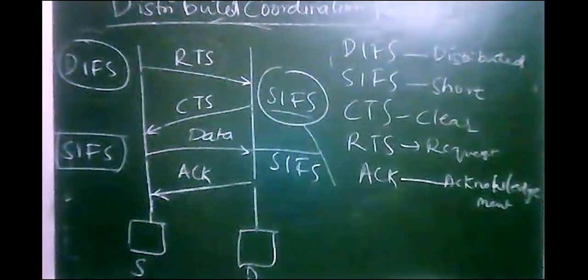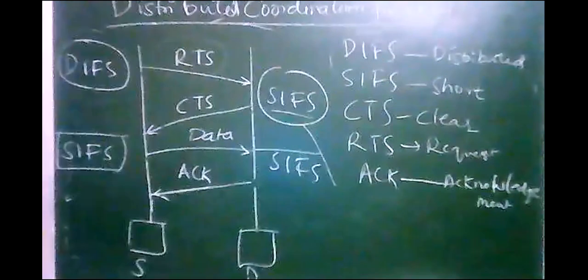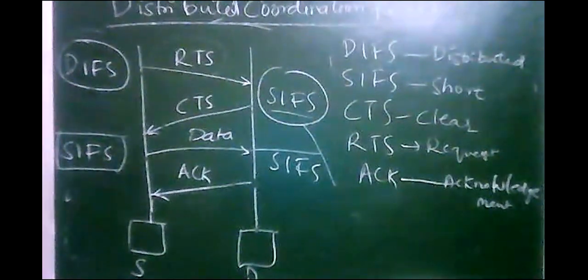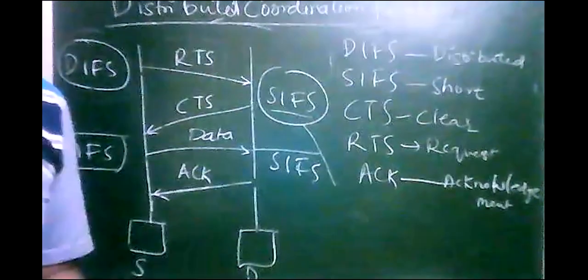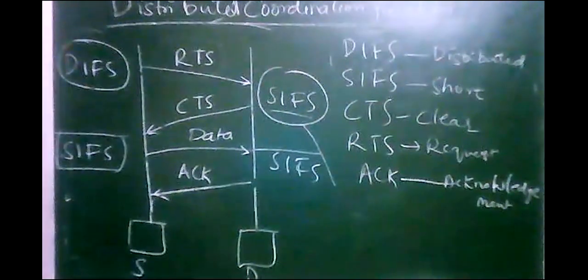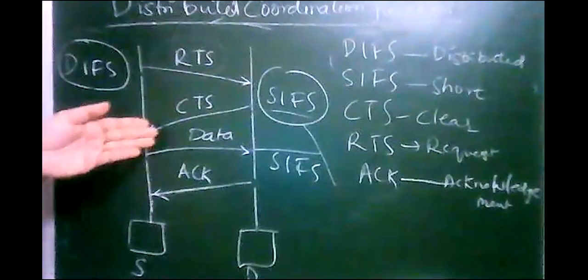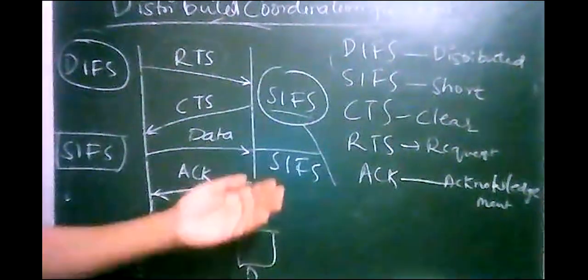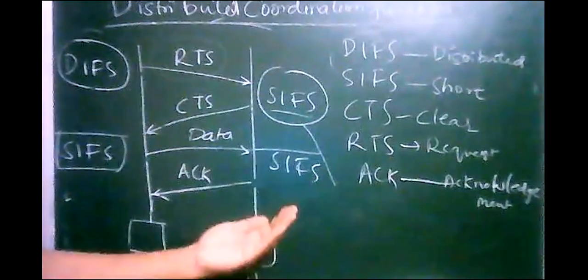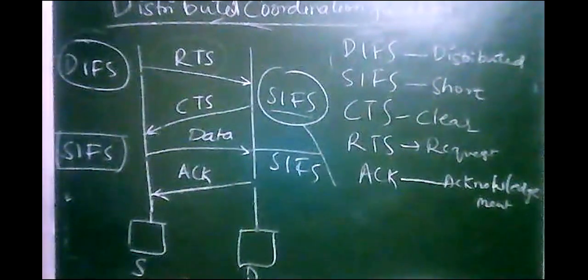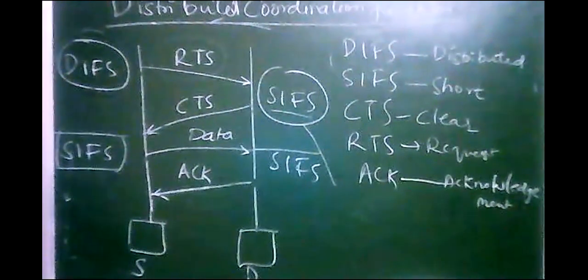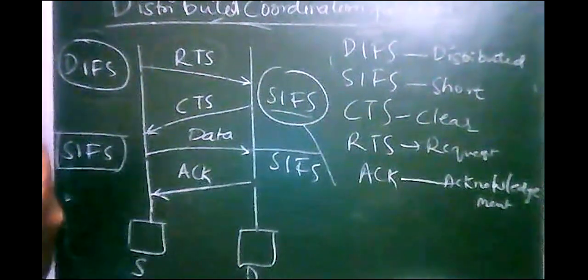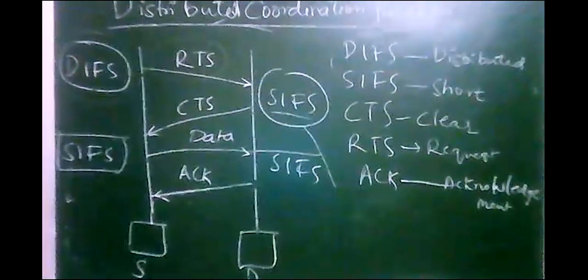That is an acknowledgement. When you pay for something or when you receive something, you will be given some slip. Yes or no? When you buy something, you will get a receipt in the form of an acknowledgement. Similarly, when the data is received by the destination station, it will send an acknowledgement to the source station that I received the data. This is the working of the distributed coordination function.